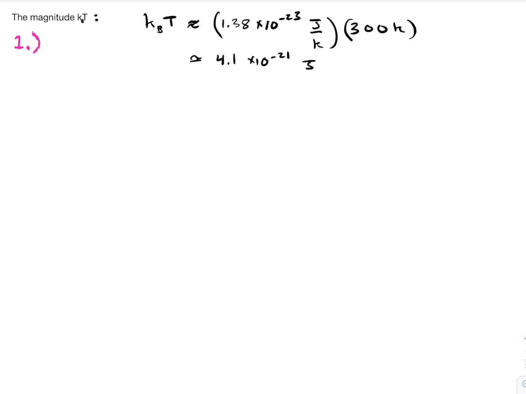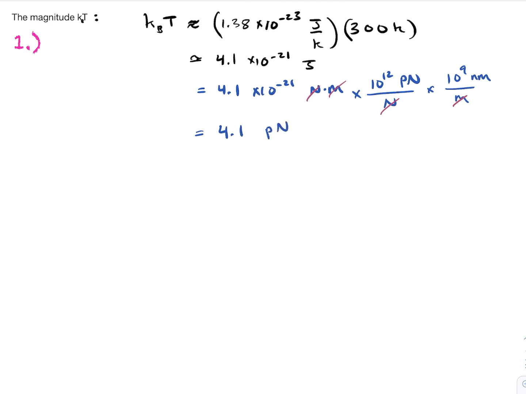A joule is a force times a distance, or a Newton meter, and we can convert that to piconewtons and nanometers. And in those units, you see that the exponent cancels, and we're left with a much simpler expression: kT is just 4.1 piconewtons nanometers. And that's a very useful set of units to write kT in.